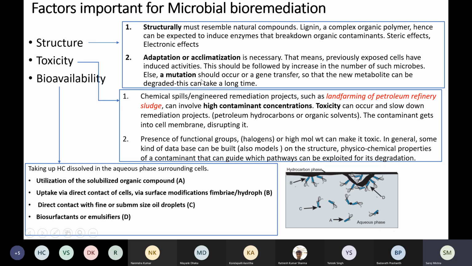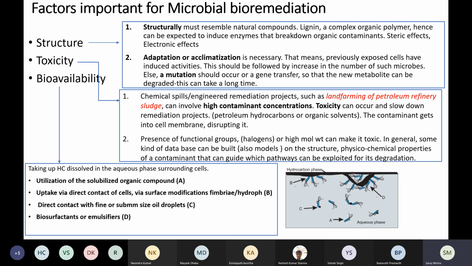what do we really mean by adaptation, acclimatization? Why is it necessary? Why are the structures of the organic pollutants important? Number two, the second factor is toxicity. Now, if you have, for example, chemical spills, or engineered remediation projects, which I will show you in the next slide, called land farming, they can sometimes have a very high concentration of the contaminant, as a result of which toxicity can occur, and it can slow down the remediation project. Or the contaminant may get into the cell membrane, disrupting it, in which case again some time for acclimatization has to be given for microbial remediation to be successful.